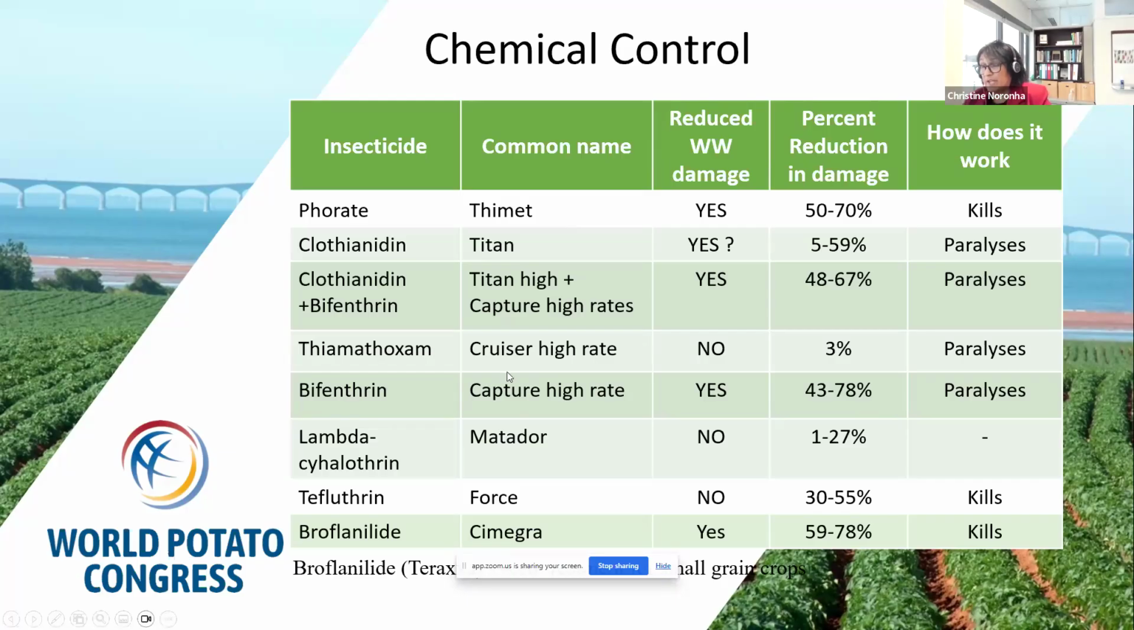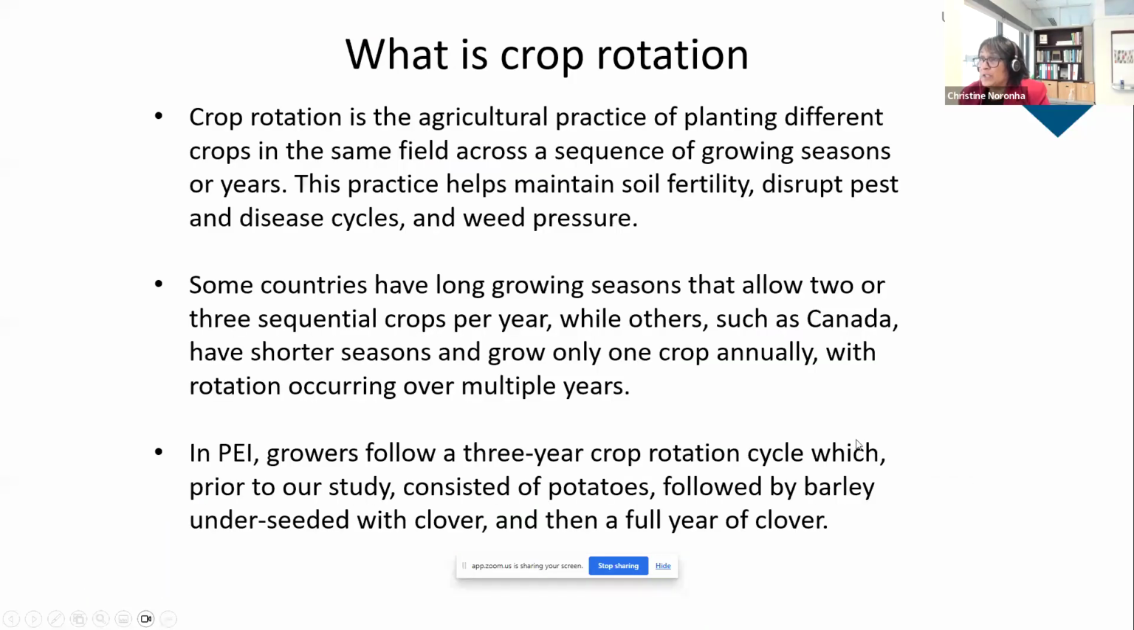The other chemicals that we have, all the neonics, they just paralyze the wireworm, so they didn't really get rid of the problem, and it was always there. In 2022 is when brofenolide, which is a new chemical, was registered in Canada, and we know that kills. So between 2004 to 2022, there was really nothing that the growers could use, or very few chemicals that the growers could use. So we decided to look at rotation crops. Are there rotation crops that could be used?